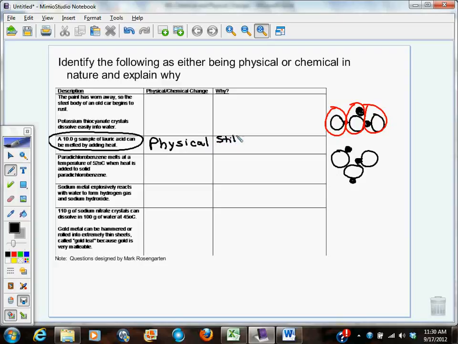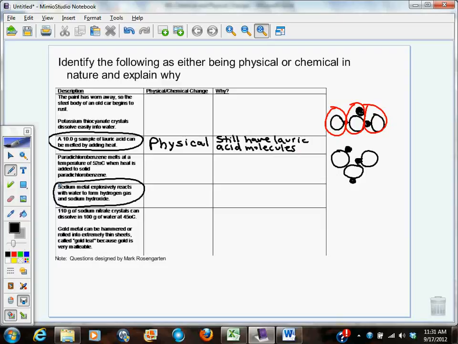So based off this, I would put in: still have lauric acid molecules. They have not changed. Okay, their spacing has just changed. Their arrangement has changed. And the next one I'll do is this one right here.